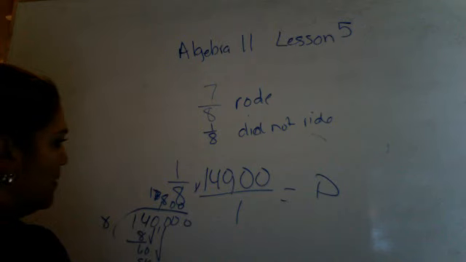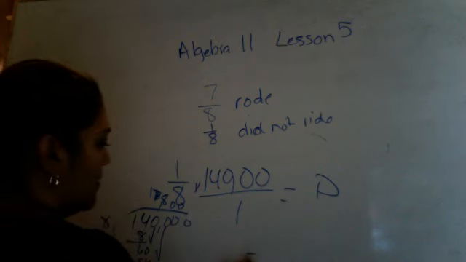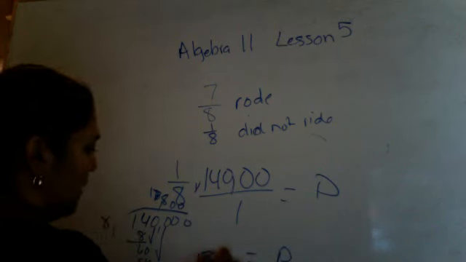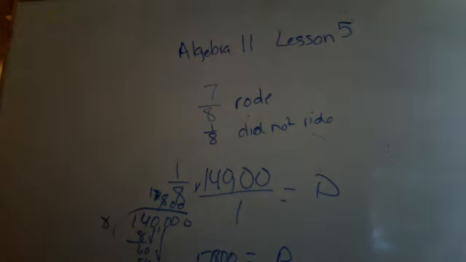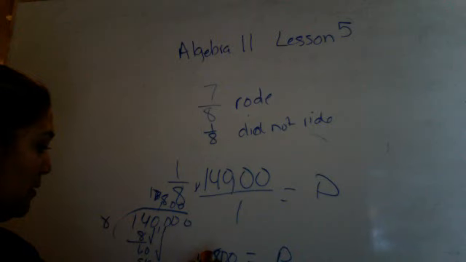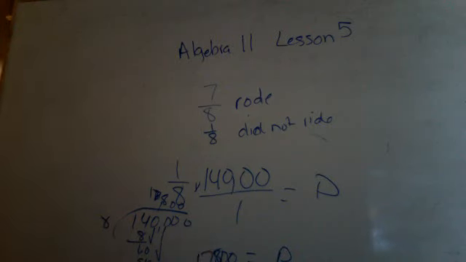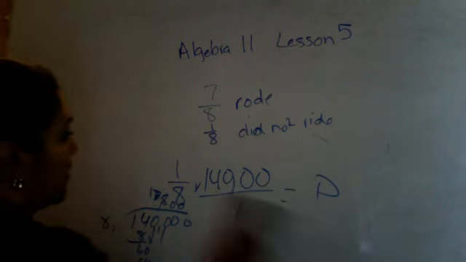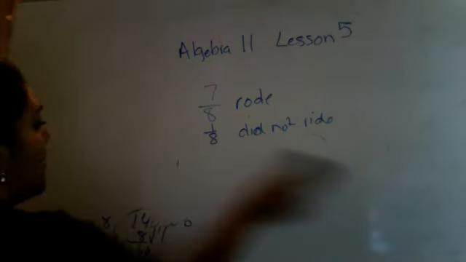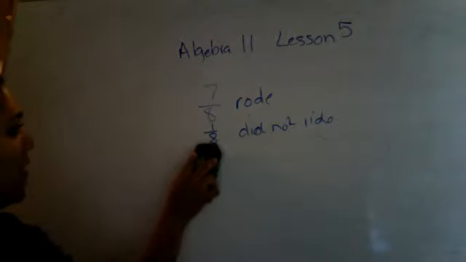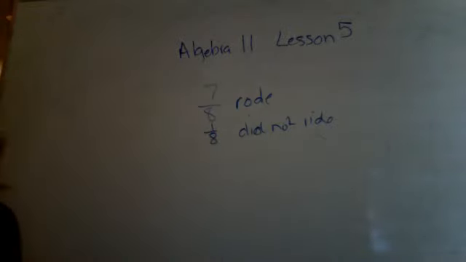So P equals, excuse my bad handwriting, 17,500 did not ride horses. Okay? They told you 7/8 rode, but the question asked how many did not. So you had to subtract from 1 to find out how many did not, and the fraction happened to be 1/8. So be careful with those types of problems. Okay? That is it.